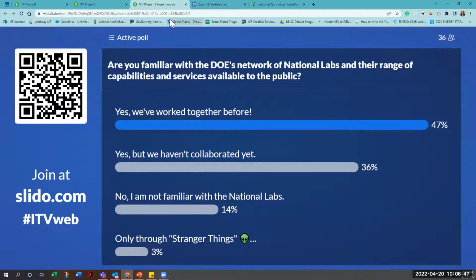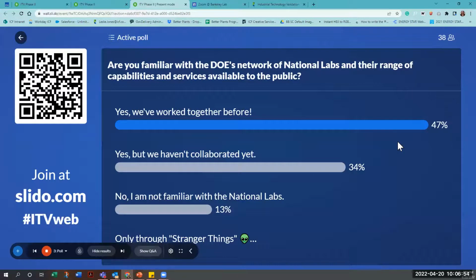Okay, actually, I'm kind of surprised that there's a decent amount of people that have worked previously with the labs before. A lot of you seem to be familiar with that, and that's great. Okay.